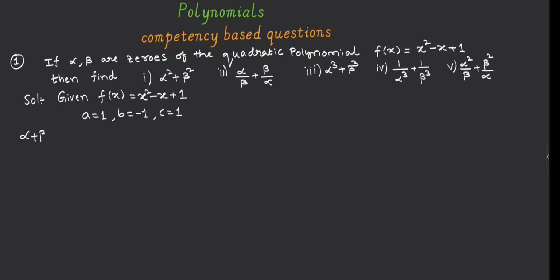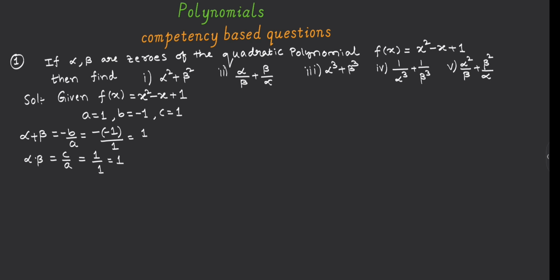Sum of zeros is alpha plus beta because alpha and beta are the zeros. Sum of zeros alpha plus beta is minus b by a. Here b is minus 1, so minus b by a is minus of minus 1 by 1, which is 1. So sum of zeros is 1. Similarly, product of zeros alpha into beta, the formula is c by a. Here c is 1 and a is 1, so it is 1 by 1, which is 1 again.